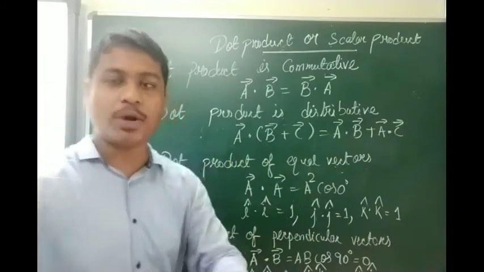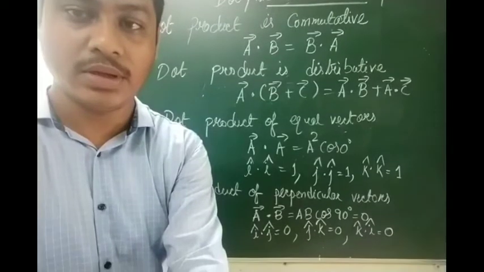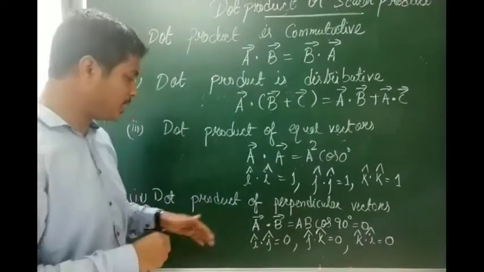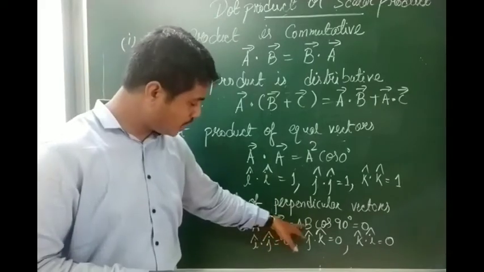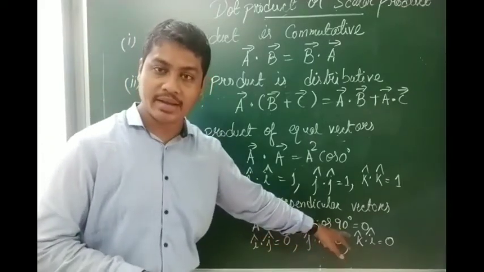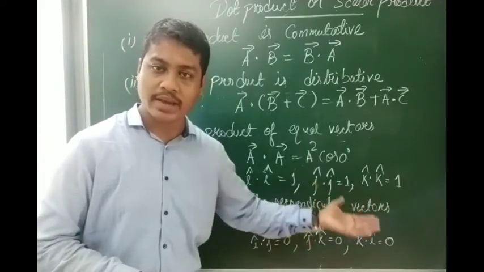Let us see the dot product of the perpendicular vectors. If I do the dot product of perpendicular vectors, A dot B will be equal to AB cos 90 degree, because for perpendicular vectors the angle will be 90.